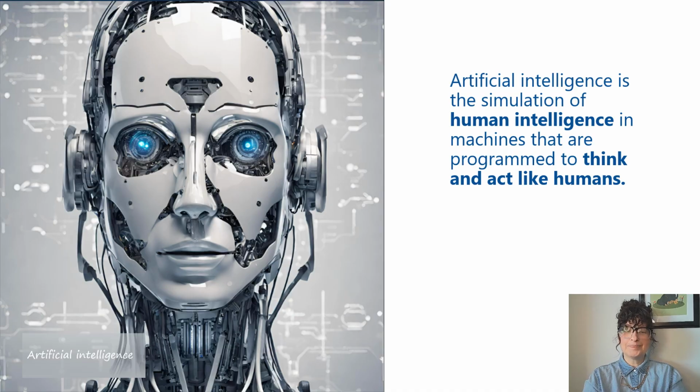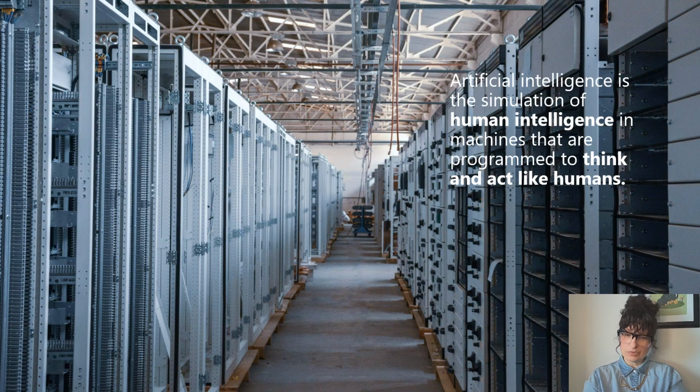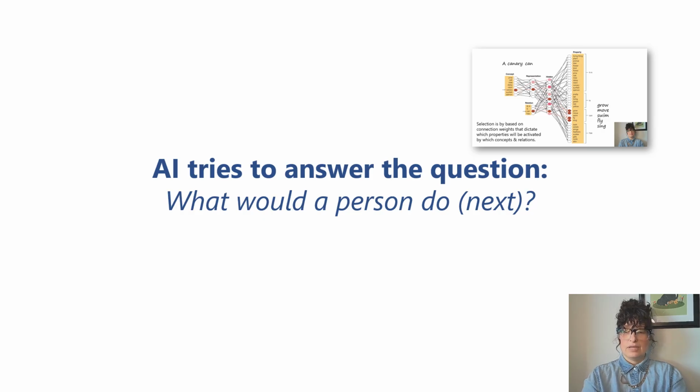And the reality, though, is that this is actually more what artificial intelligence looks like. It's servers, it's tons of servers, it's a lot of data right now. But AI really leverages computers and machines to mimic problem solving and decision making capabilities of the human mind, in part by updating its programming based on experience. So AI tries to answer the question, what would a person do next?